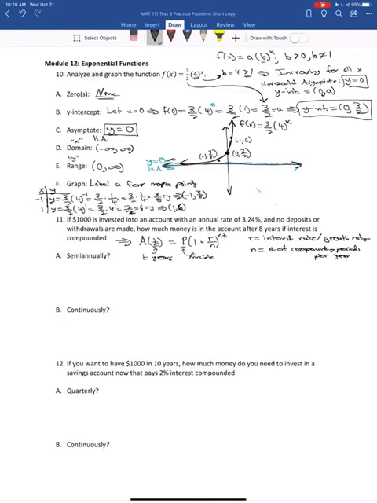So if we talk about, for example, A, we want to compound it semi-annually. That means twice a year, so the number of compounding periods in 1 year is 2. We're going to compound it twice during the year if we're going to do it semi-annually.